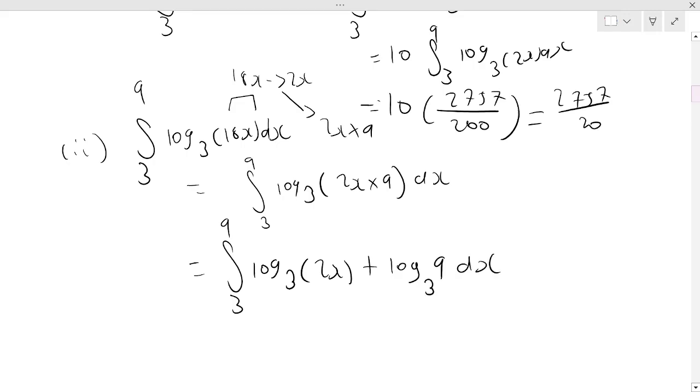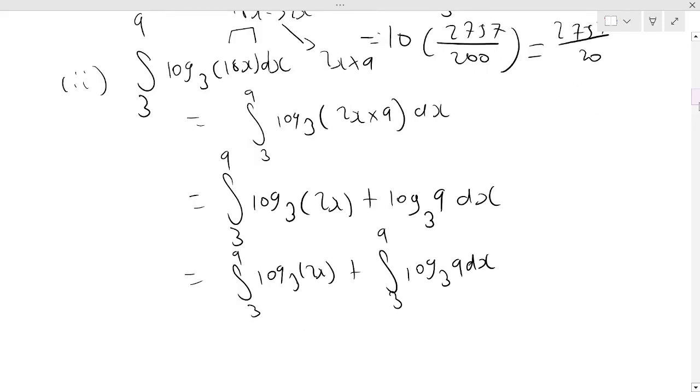And so what I notice now, again, I can split this into two different integrals because they're adding. So it'd be the integral between 9 and 3 of log 3 to the 2x add the integral between 9 and 3 of log 3 to the 9 dx. Now, actually, this first integral again is what we had in part A. So that's the whole idea, right? Keeping part A in mind, try and get that integral, and that's what we got here. So actually, this is our part A answer again. So that's going to be 2757 over 200.